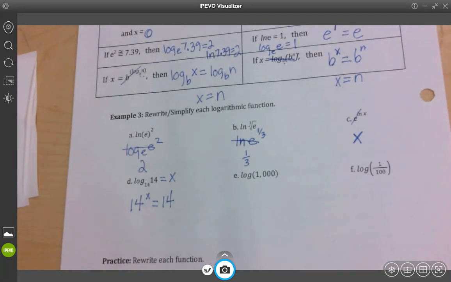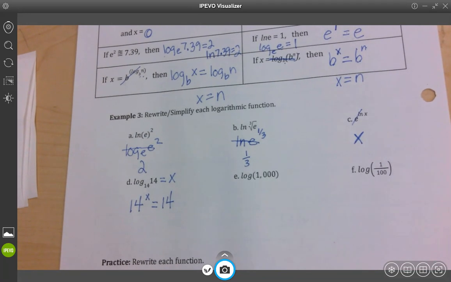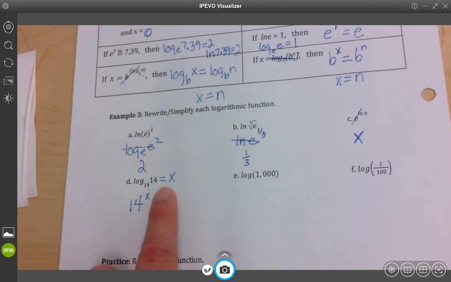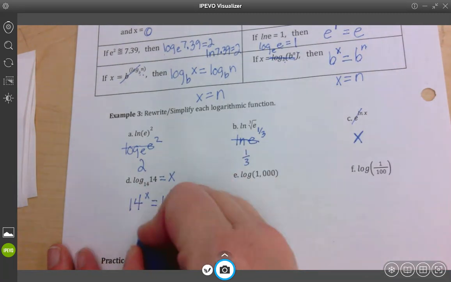So this is the exponential equivalent of the logarithm. Notice I had to add that equals x there to kind of make sense of this. If you're not making sense of something, adding the equals x might help you rewrite it. All right, so 14 to what exponent gives you 14? 1, yeah. X equals 1.